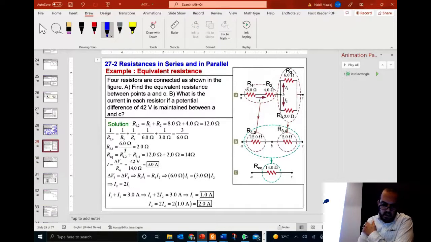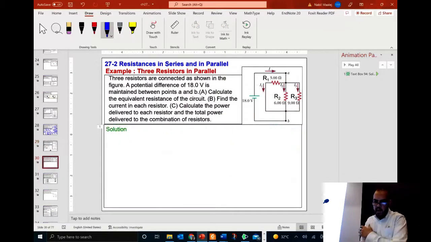Resistance. Okay, this is a different problem. Here we have 3 resistors connected as shown in the figure: a 3 ohm, a 6 ohm, and a 9 ohm resistor. A potential difference of 18 volts is maintained between points A and B, so the EMF here is 18 volts. Calculate the equivalent resistance of the circuit.